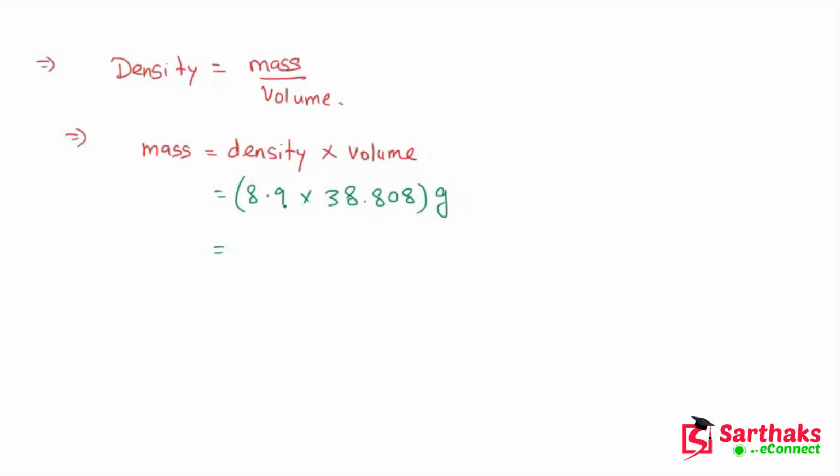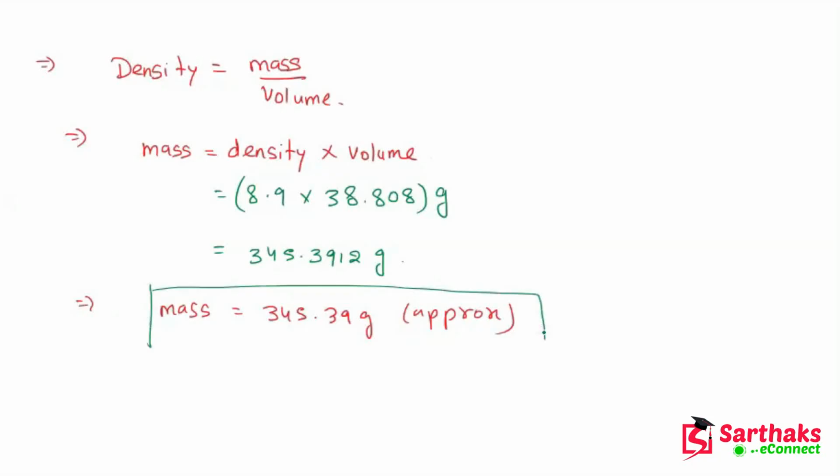Okay, so the result will be 345.3912 gram. So the mass is 345.3912 gram. And if you write the approximate answer, mass is equal to 345.39 gram. This is the approx answer. Okay, I hope you understand these things, my dear friends. So this is the result of this question. Yes, so now let's move on.